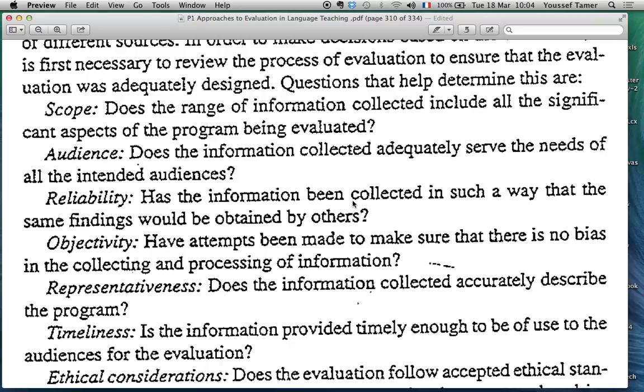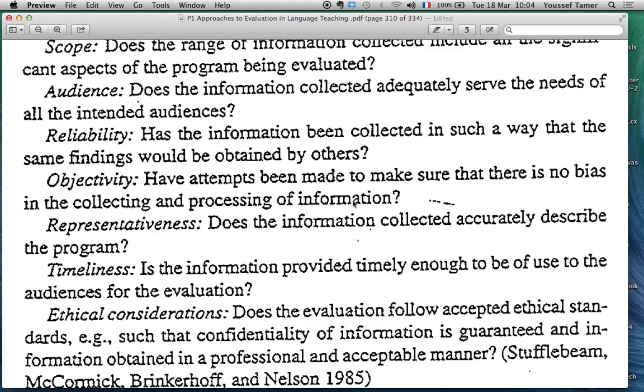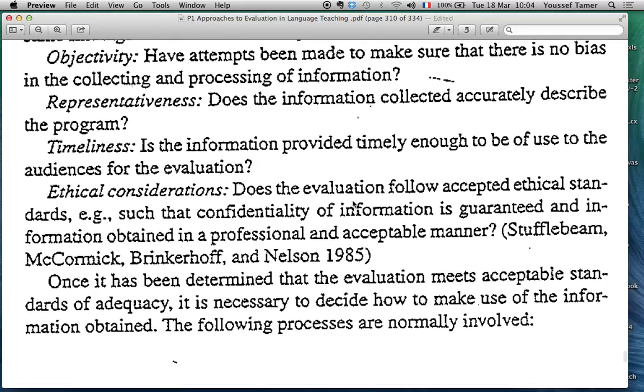Audience. And then reliability. Has the information been collected in such a way that the same findings would be obtained? Reliability is the purpose of quantitative research or quantitative evaluation. Numbers. So that's validity, reliability. Representativeness.